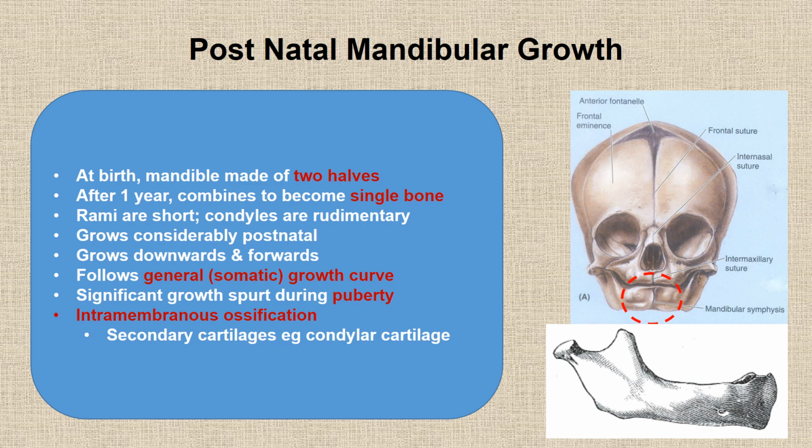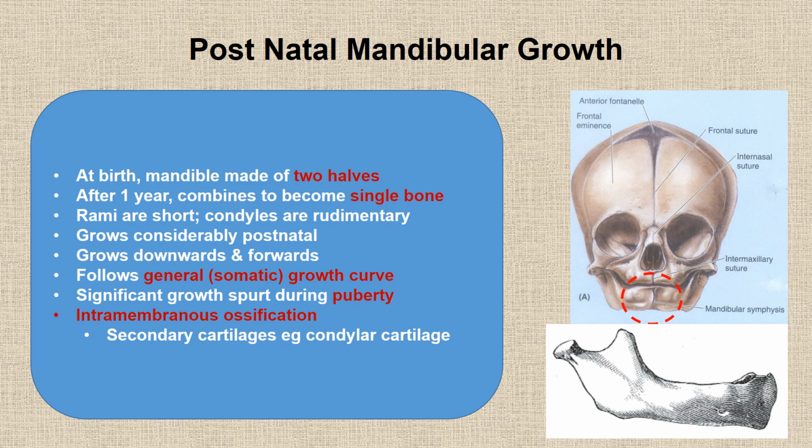Now, let's have a look at postnatal mandibular growth. At birth, the mandible is made of two halves. After 1 year of age, the two halves combine to become a single mandibular bone. Now, in the infant mandible, the rami are short and the condyles are rudimentary, but there's considerable growth postnatally. And the mandible grows downwards and forwards.